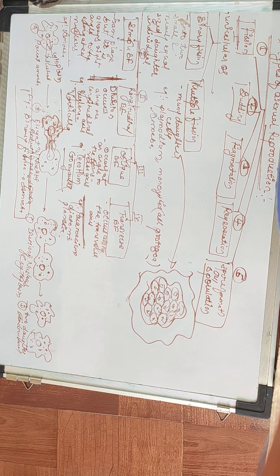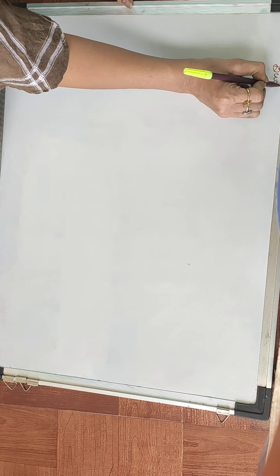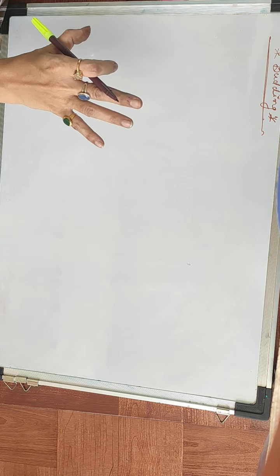Fine. Next we will see budding. As we already discussed this topic, you all have studied it in 10th standard. So in budding what will happen? The new individual arises as an outgrowth, which is called a bud. The new individual first forms a bud from the parent's body, and this grows, matures, and finally detaches from the parent body. This process is known as budding.